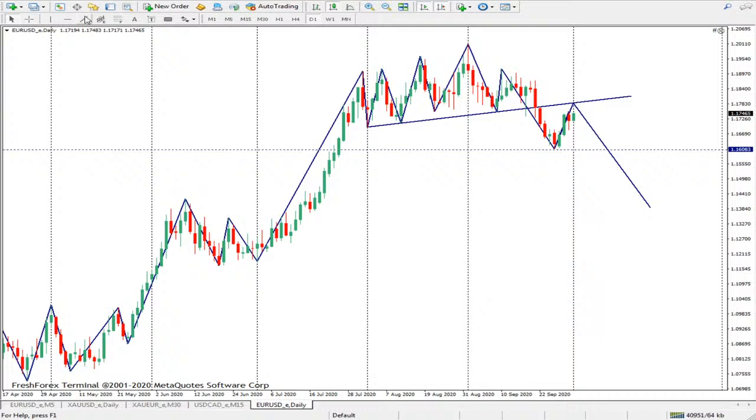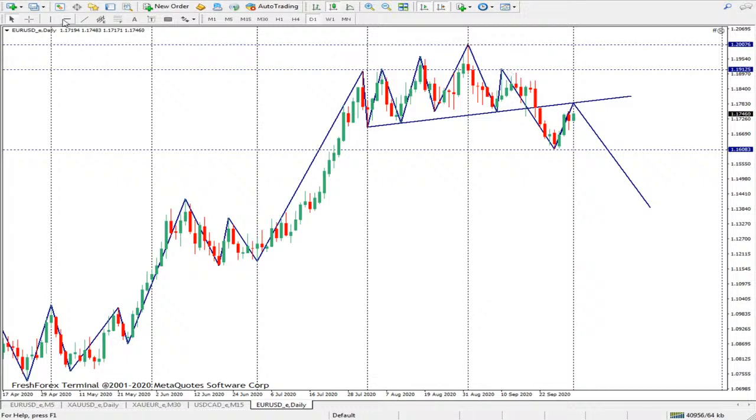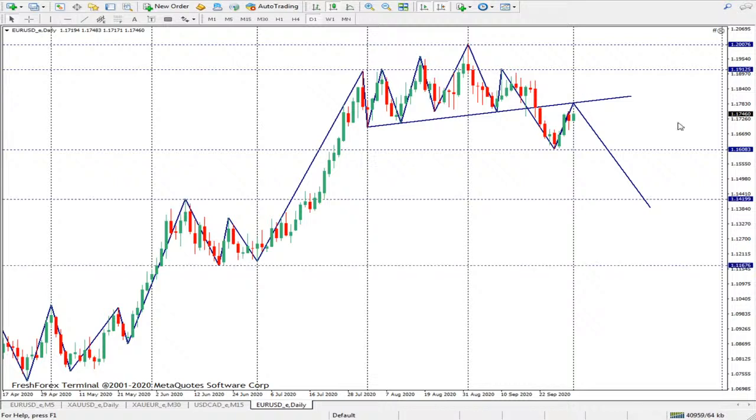And then you also have another target here. Then you have a resistance here, another target, and then you also have another target there. Then you have another target here. So this is a level, this is a level, and this too is a good level.